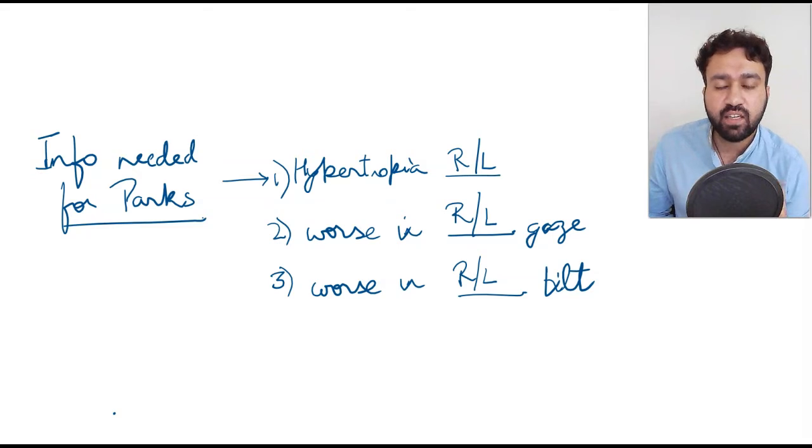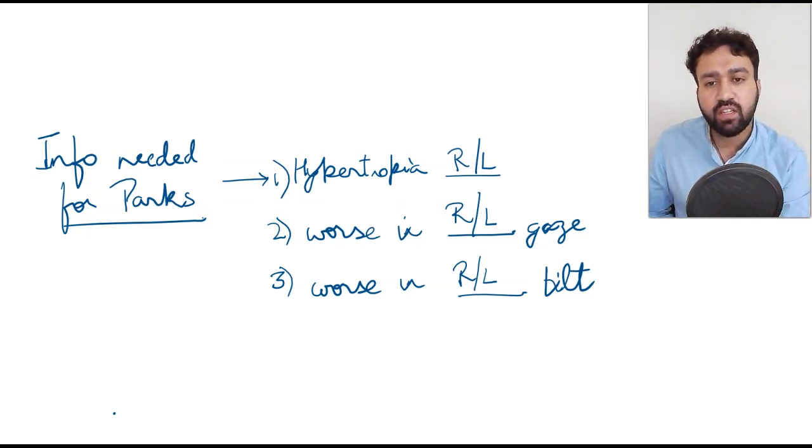So basically in the last video I was discussing a question that was classic of Parks test, and for Parks test you need three pieces of information. You need a hypertropia, whether it's right or left. You need information whether the hypertropia is worse on right or left gaze or head turn, and you need information whether the hypertropia or diplopia is worse on right or left tilt. So you need direction of hypertropia, you need direction of the gaze in which it is worse, and the direction of the tilt in which it is worse.